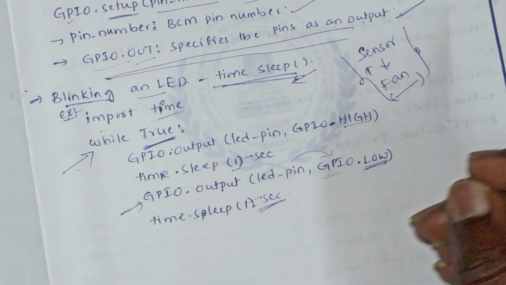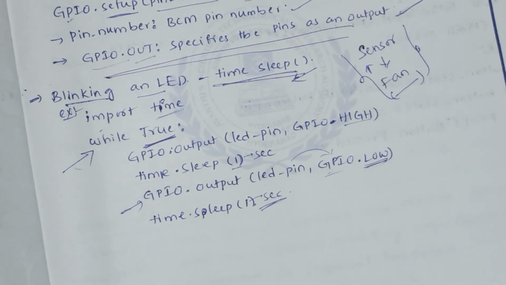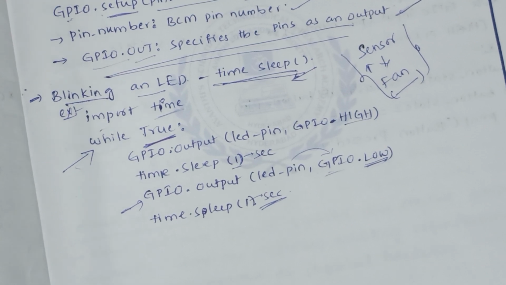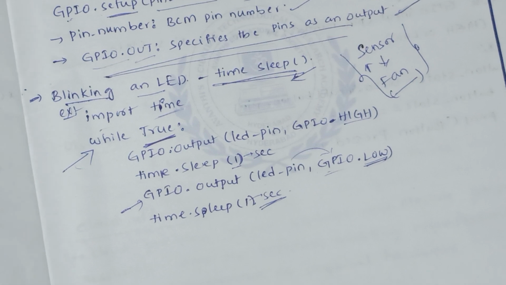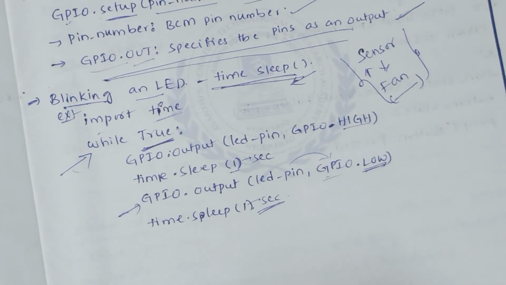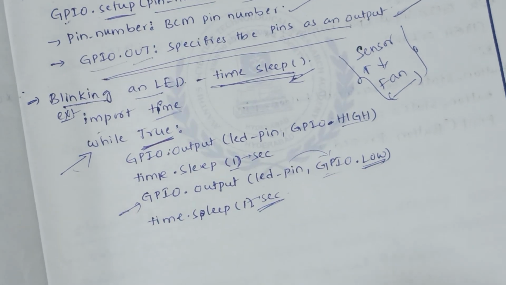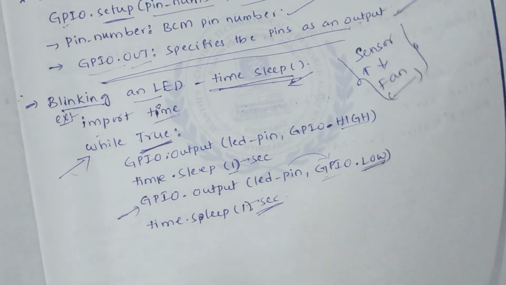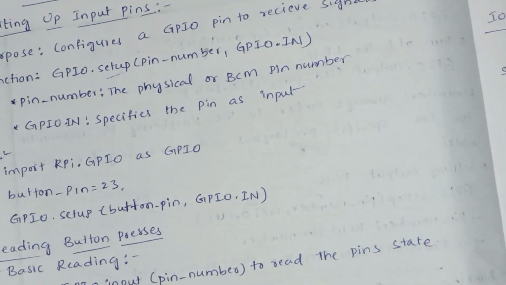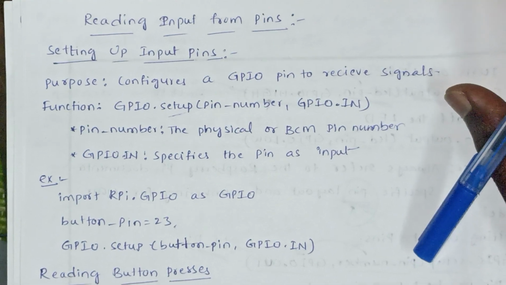This is how the process of Python programming with Raspberry Pi works, with a focus on interfacing external gadgets. LED blinking is one example of external gadget programming in Python with Raspberry Pi. This is all about that topic, and next we will discuss the last and final topic, reading input from pins.